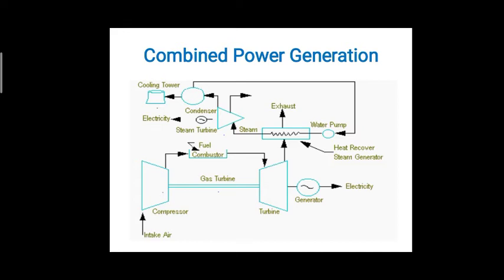So the combination of both the gas turbine power plant and the steam power plant is where gases are leaving from the gas turbine. Okay, so we are bringing out the maximum efficiency of the power plant. We are getting the maximum efficiency of the power plant. So this is nothing but combined power generation.